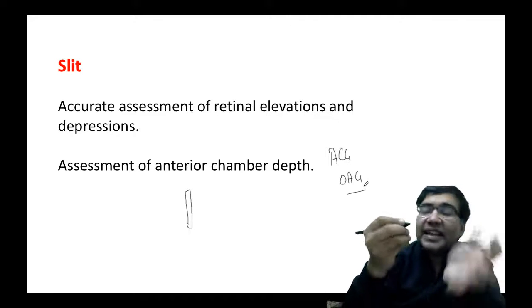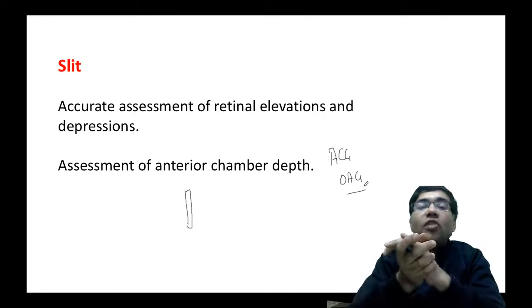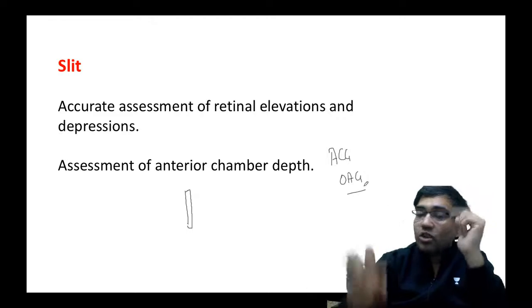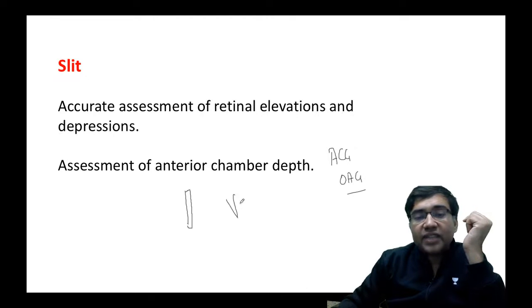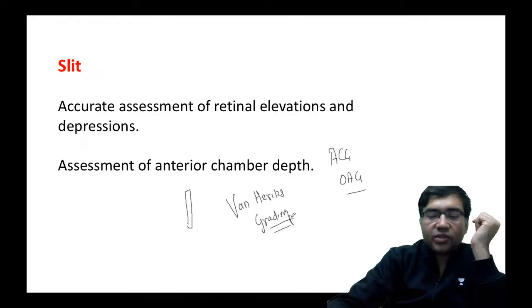One more question they can ask you in your viva: what is the grading of the anterior chamber depth? Remember, if they ask the grading of the anterior chamber depth, the grading is called Van Herrick's grading. Okay, important question for you.